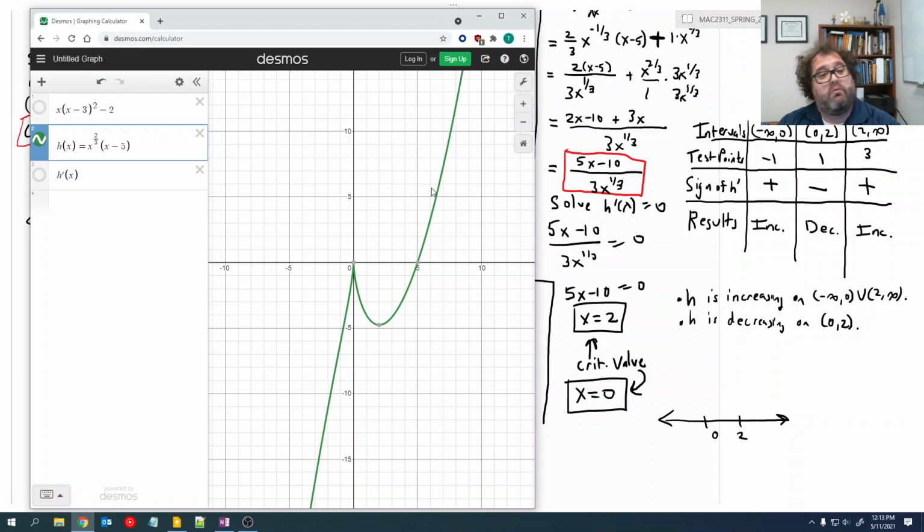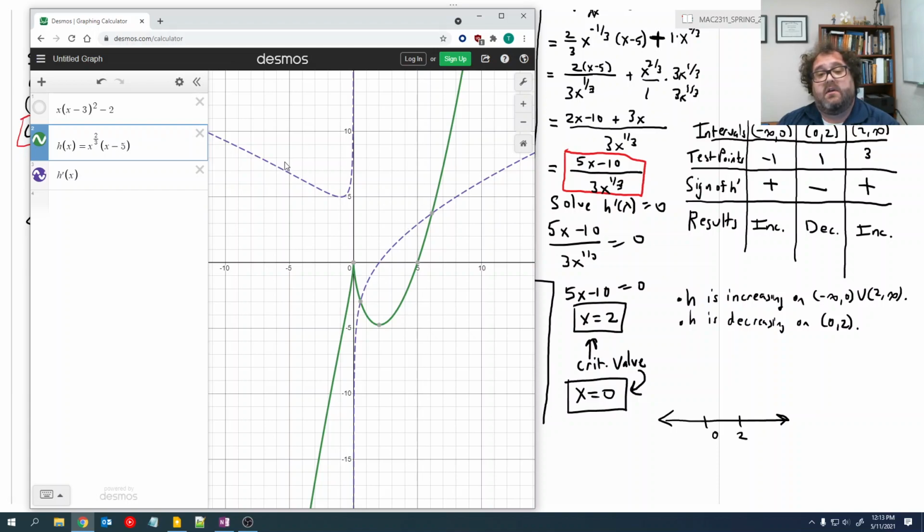And the only domain on which we're decreasing is between 0 and 2. And yeah, that does check out here because from 0 to 2, we are falling from left to right. We're decreasing. Let's take a look at the derivative. Again, the derivative is purple dashed.